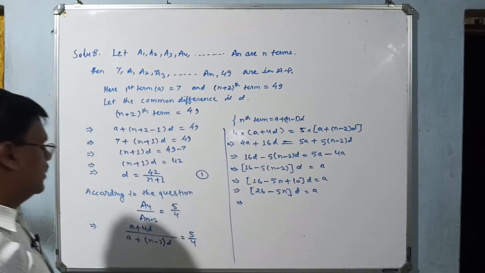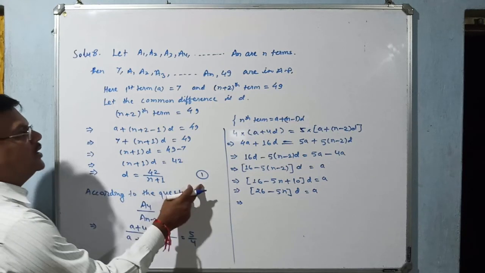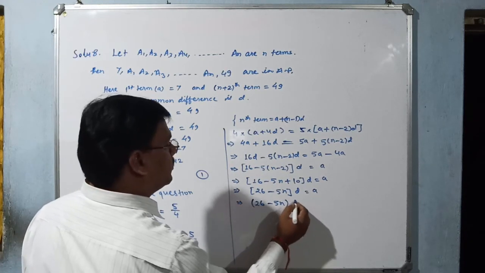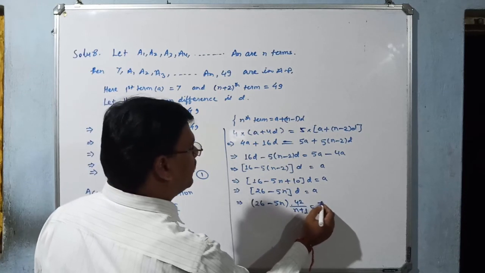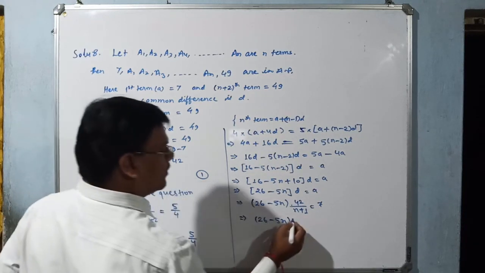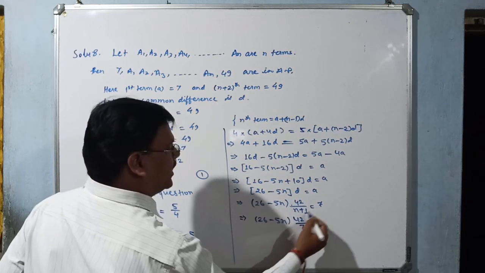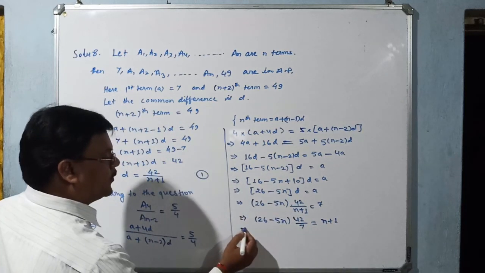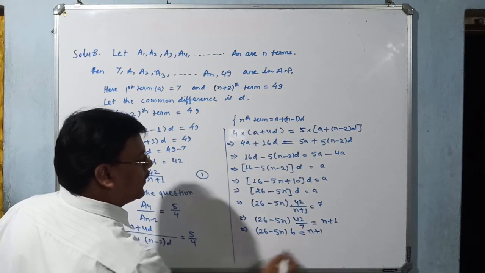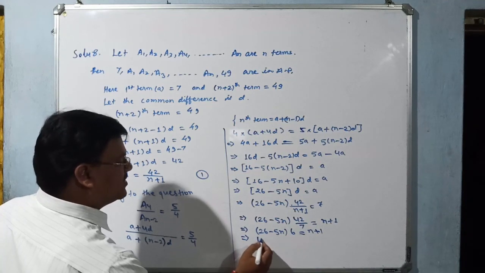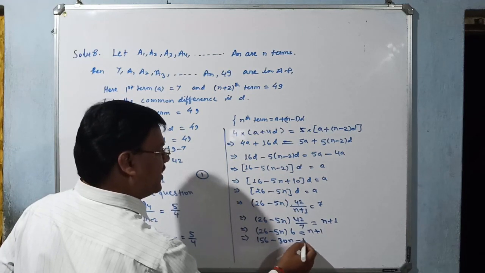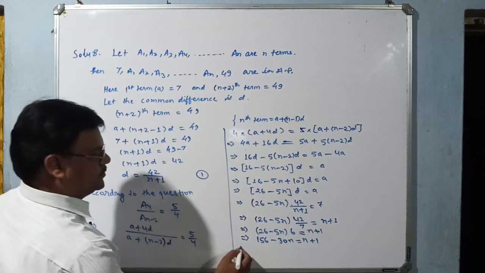Putting the value of d from 1 and a is 7. 26 minus 5n into 42 upon n plus 1 is equal to 7. 42 transposes to the left side and n plus 1 transposes to the right side. 7 sixes are 42, 26 sixes are 156, 5 multiplied by 6 is 30n, into n plus 1.